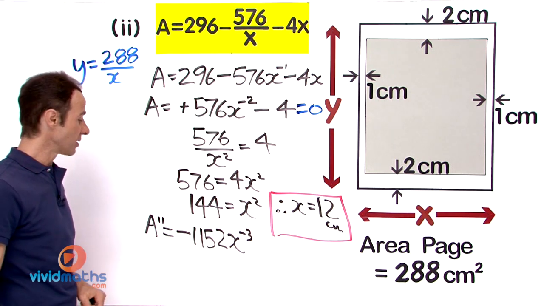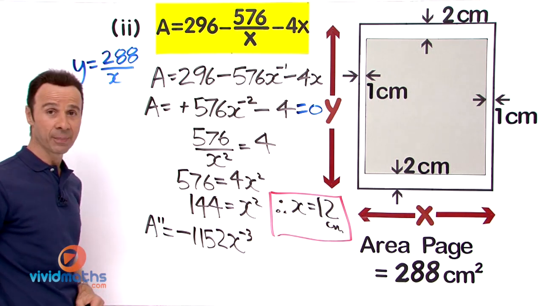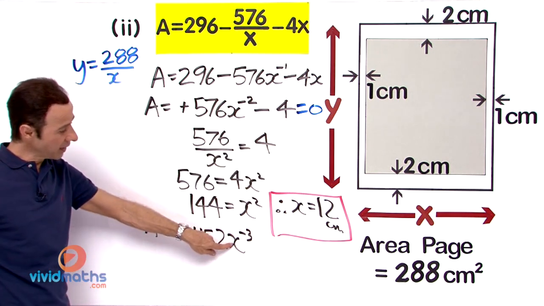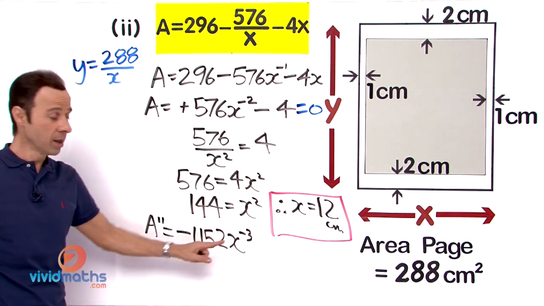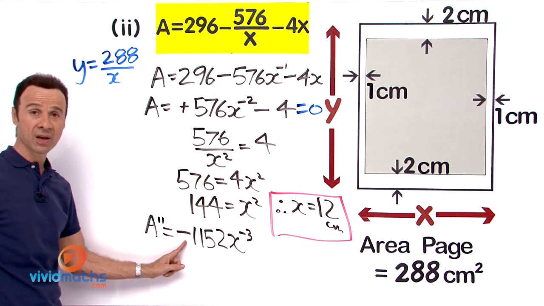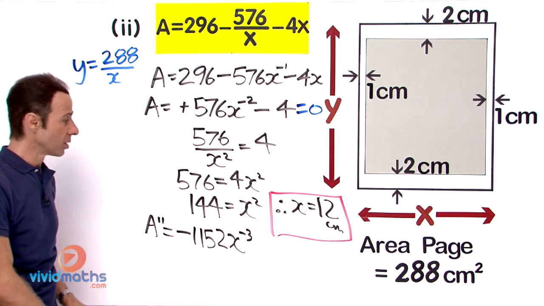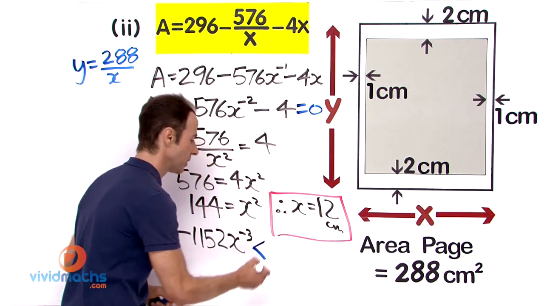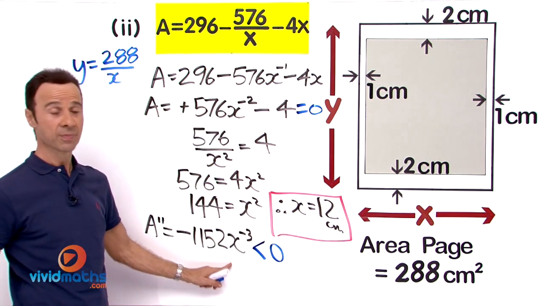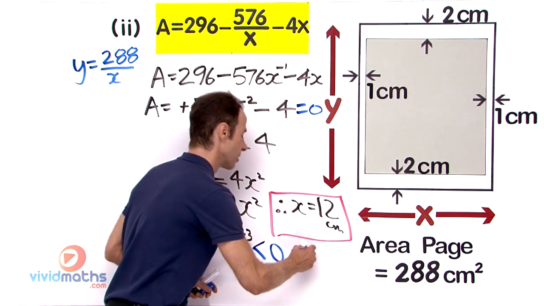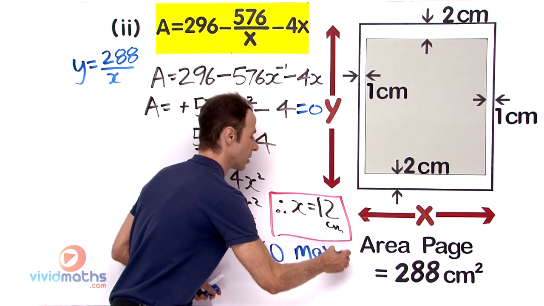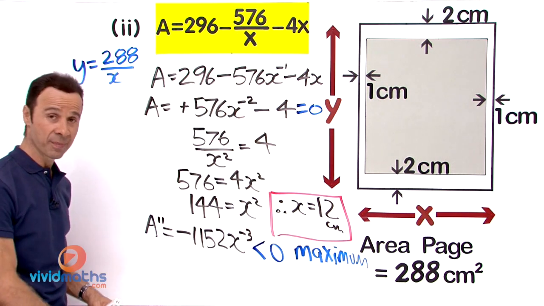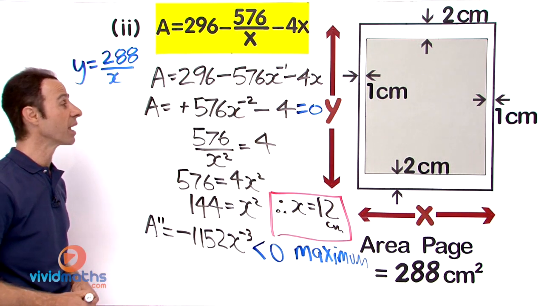And as you can see, if I take a positive number like 12, there's our 12, drag and drop it right there for x, it's going to become negative. Why? Because we have a negative in the front there. So therefore, this value here is going to be less than 0, which means it's going to be a maximum. So that confirms what we want. That dimension x will provide a maximum area inside.